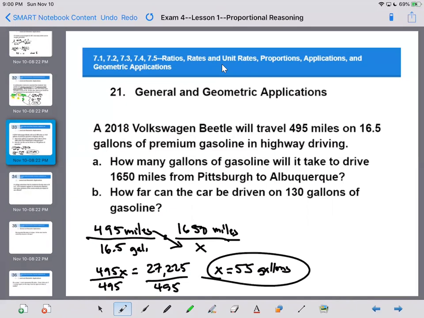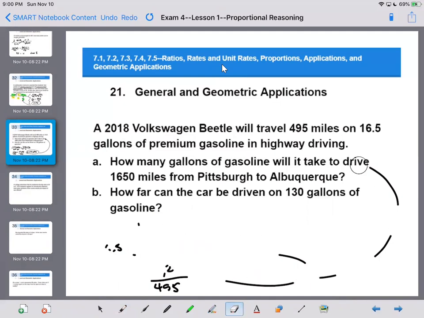How many gallons of gasoline will it take to drive 1,650 miles from Pittsburgh to Albuquerque? It would take 55 gallons. And then how far can the car be driven on 130 gallons of gasoline? So now you're figuring out a little bit different. Part B is a different question.